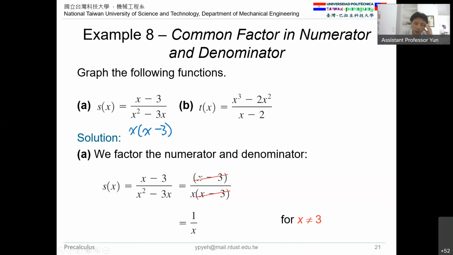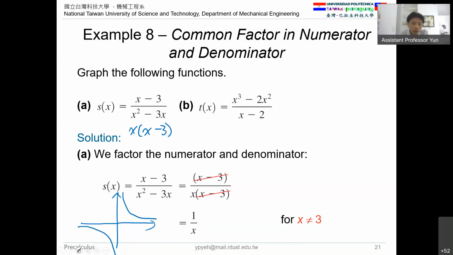So usually we will cancel off the x minus 3, and it will result in 1 divided by x here, right? So you can see that s of x, which is x minus 3 divided by x squared minus 3x, will equal 1 divided by x. From the graph, you can see that it's quite easy to understand that the graph of this s of x will look like this term, right?